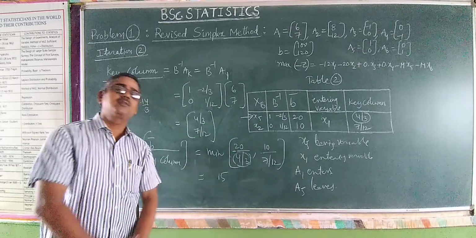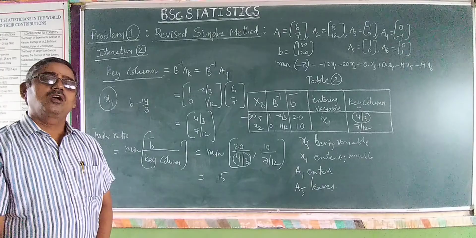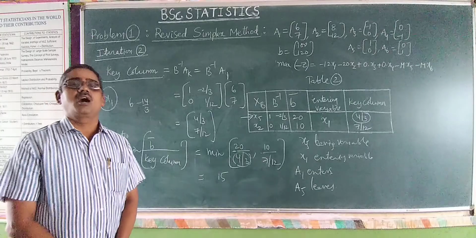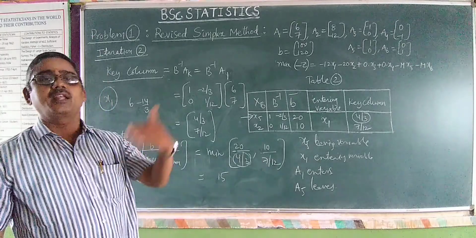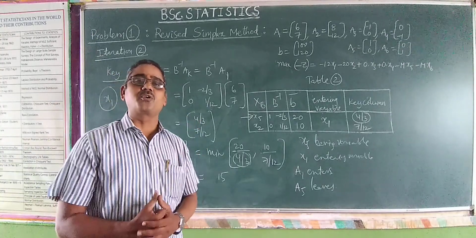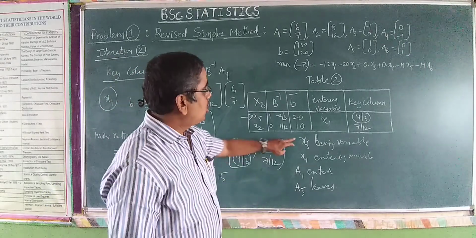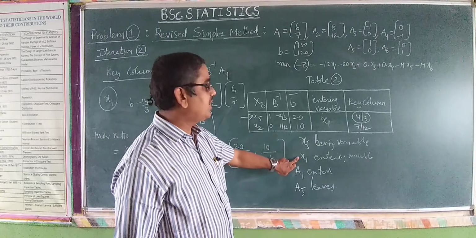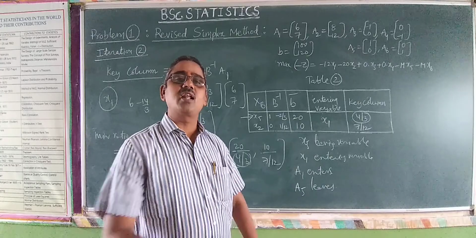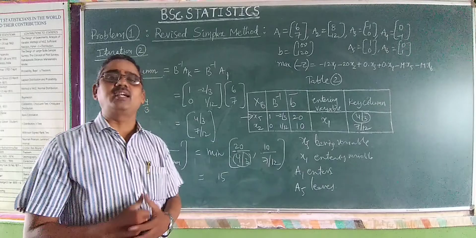If you consider the revised simplex procedure, we have finished 2 iterations for this particular problem, iteration 1 and iteration 2. At the end of iteration 2, that is at the end of part 2, we have obtained x5 as the leaving variable and x1 as the entering variable. That is, a1 enters and a5 leaves. With this, we have to start the calculation of iteration 3.